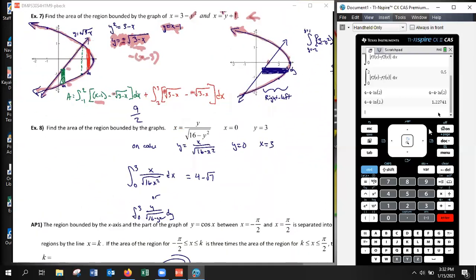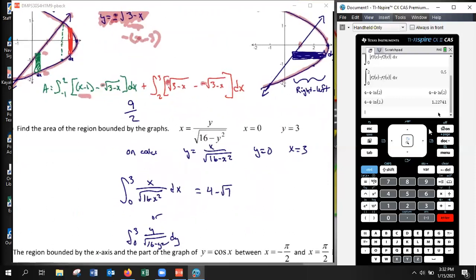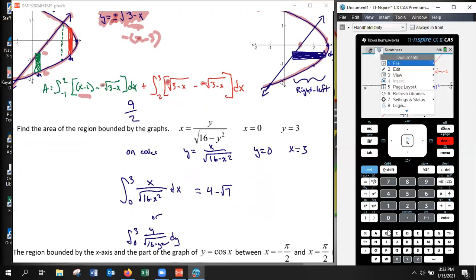Well, what happens if you have a function and you're like, I have no clue what this looks like? And I don't blame you. Not too many people know what y equals x over the square root of 16 minus x squared looks like. That's not one of the common ones. So what can we do? We can graph it on the calculator. I'm going to go ahead and do a doc b just to clear it one more time. So what does y equals x divided by the square root of 16 minus x squared look like?